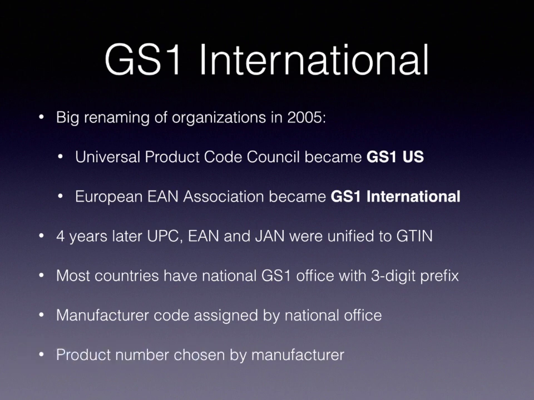And the product number, the manufacturer can choose themselves. So you have half is basically an assigned number, manufacturer code, and the other half is a product number that the manufacturer can choose themselves.